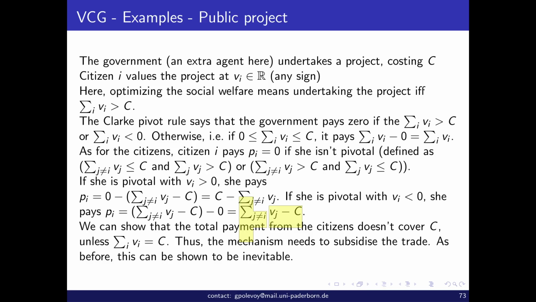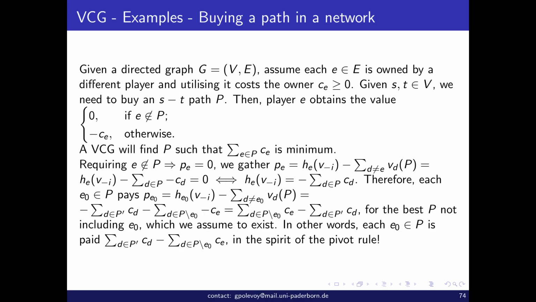Unless of course this kind of edge case, when it's exactly the C, the sum of the values, the total payment of citizens does not cover C. So the mechanism again needs to subsidize the trade. And as we mentioned before, this can be shown to be inevitable. And for one example, suppose that we want to buy a path in the network.